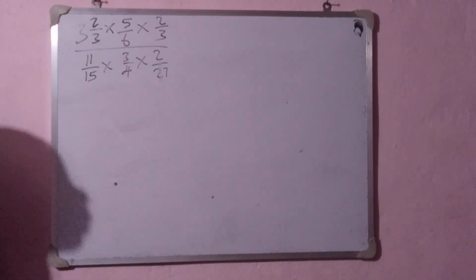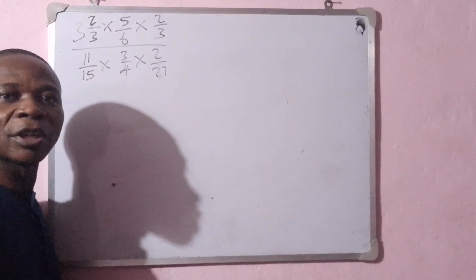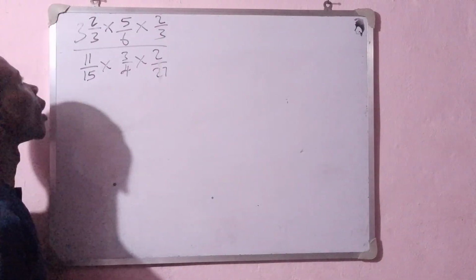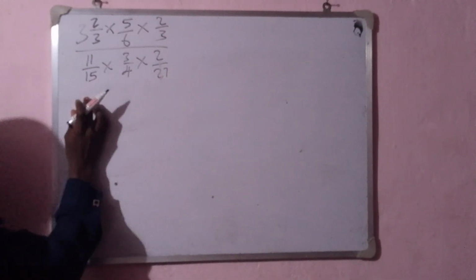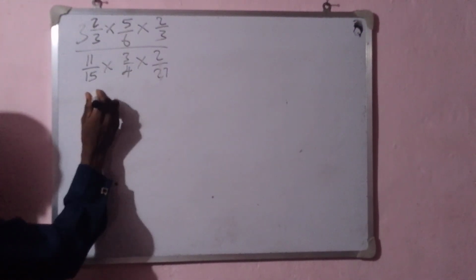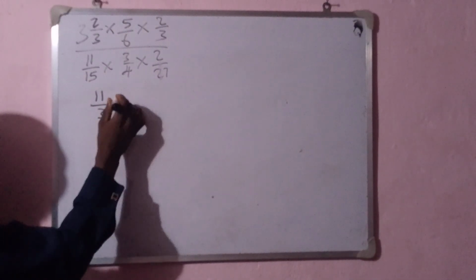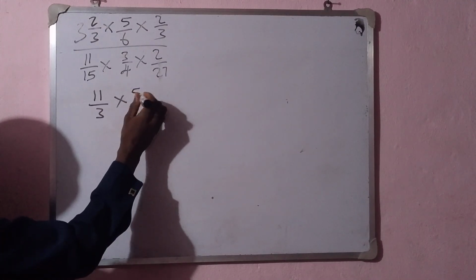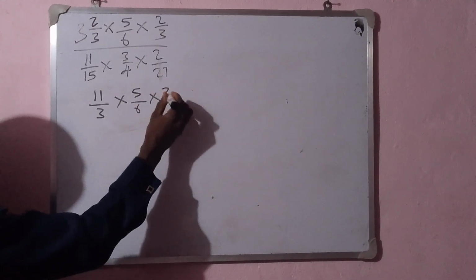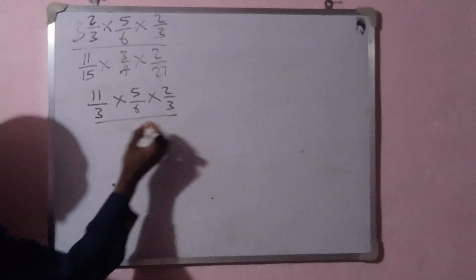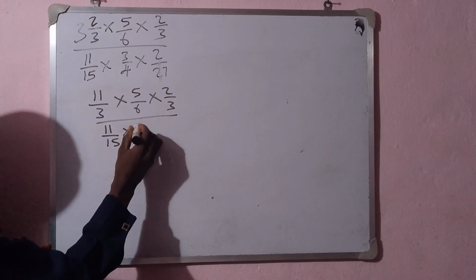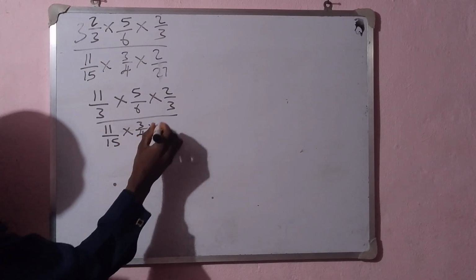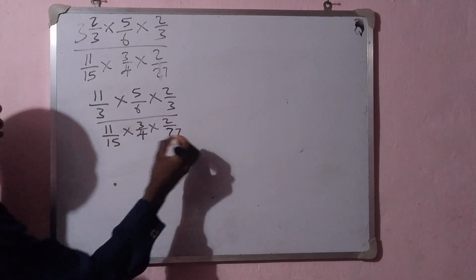We have a fraction question here, which we can tackle based on both mass. So we have this one to be this term, which is 9 plus this, so this is 11 over 3, multiply by, you still bring this 5 over 6 times 2 over 3, all over 11 over 15 times 3 over 4 times 2 over 27.